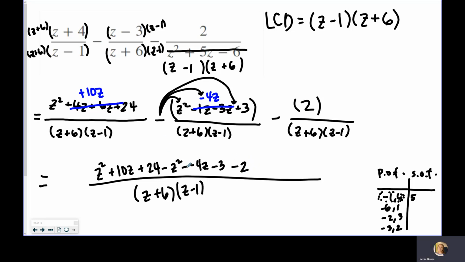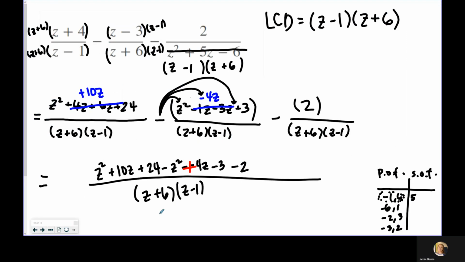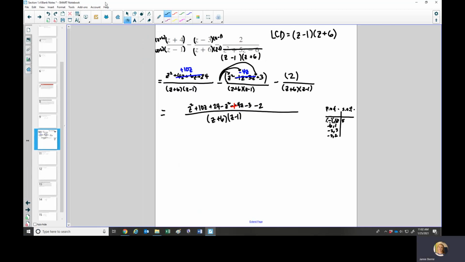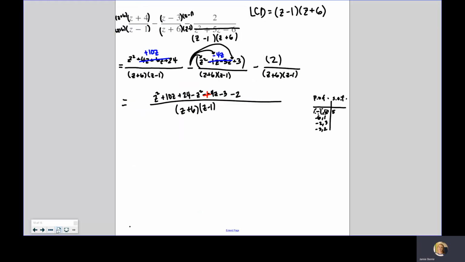Okay, so now let's do some work in the numerator, simplify this a little bit. This double negative is going to become a positive. All right. Now let's go ahead and combine like terms. Let's see. I think I'm going to have to insert a blank page right here. There we go. That's better.